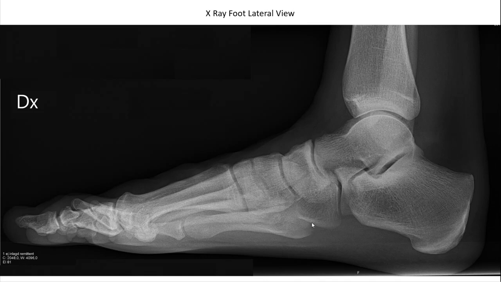So you can see that the fifth metatarsal is lying on a comparatively posterior plane, as compared to somewhere here would be lying the base of the first metatarsal.